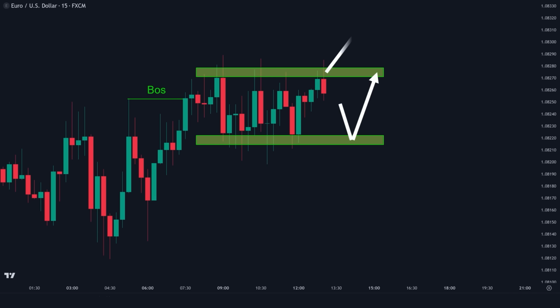Alternatively, we can wait for the price to break above the resistance, then look for a pullback to the previous resistance, which has now become support, and enter a long position again. Now, let's consider the smart money perspective.